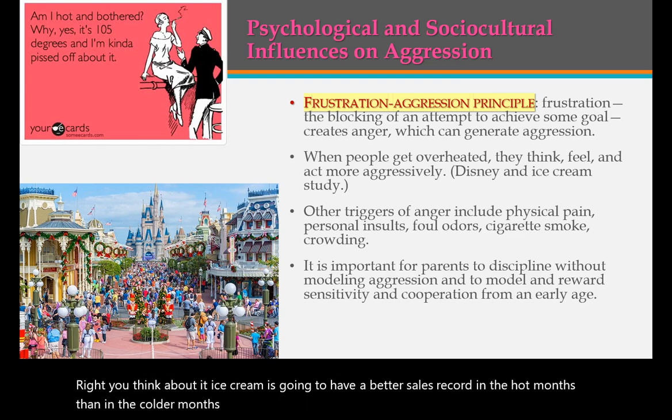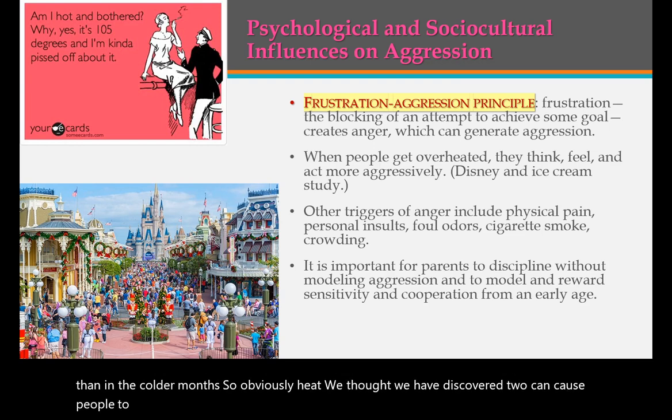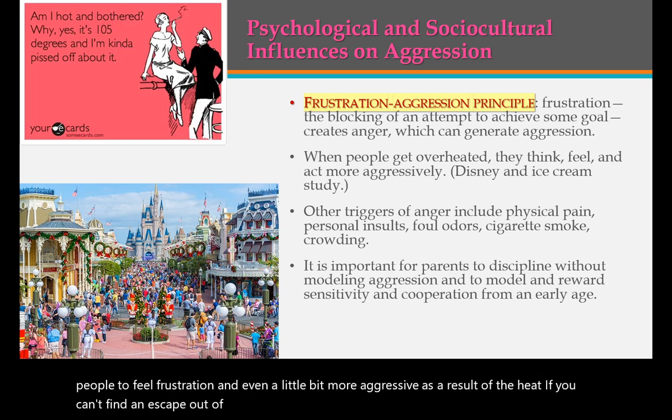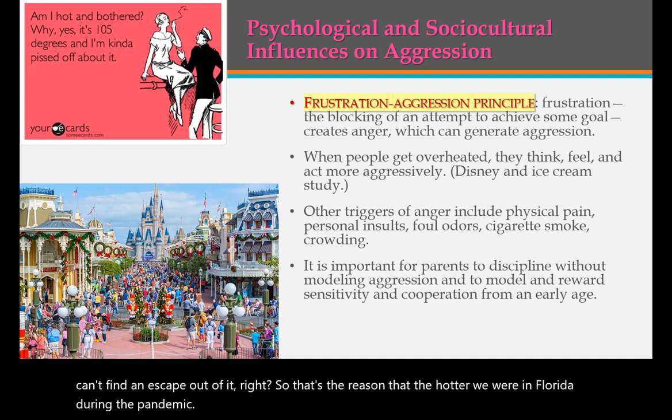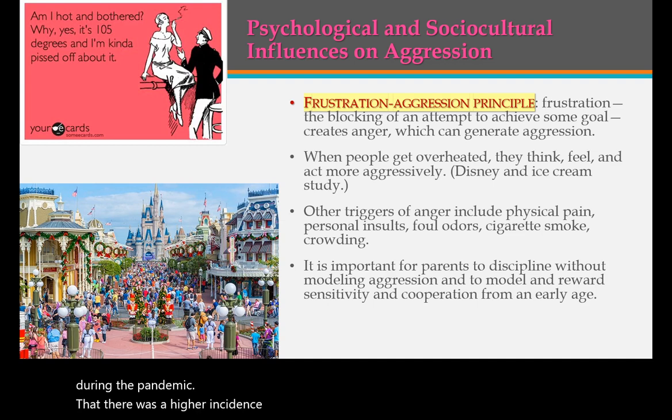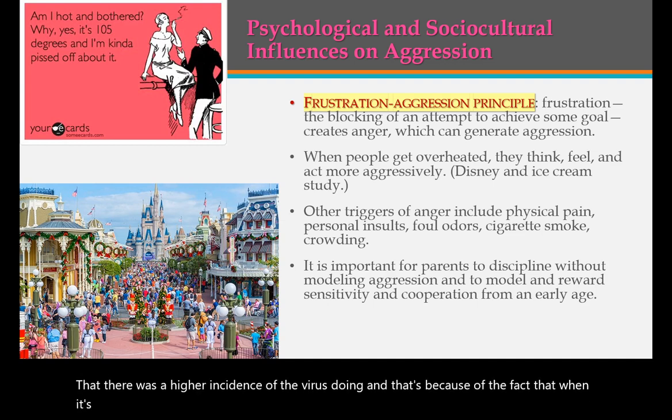So obviously, heat, we have discovered too, can cause people to feel frustration and even a little bit more aggressive as a result of the heat if you can't find an escape out of it, right? So that's the reason that the hotter we were in Florida during the pandemic, that there was a higher incidence of the virus. And that's because when it's hotter in Florida, more people come inside because it's just too damn oppressively hot to spend a lot of time outside.